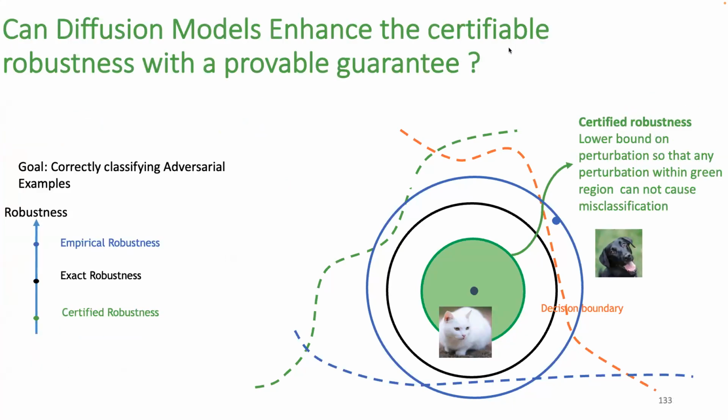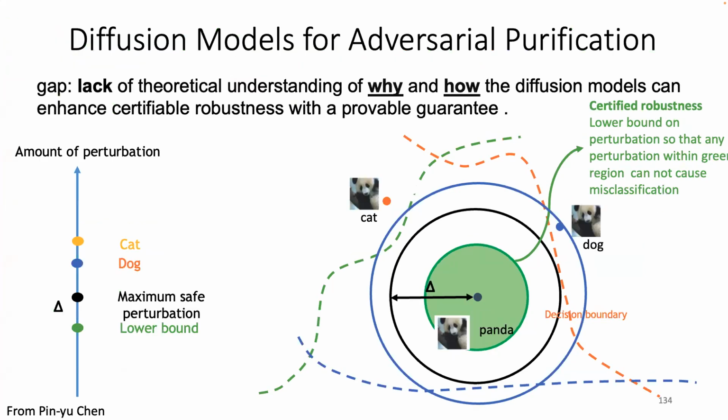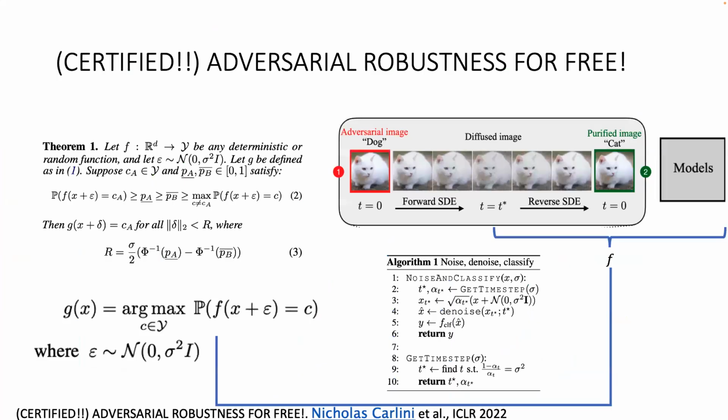So what is missing is we hope to see whether the diffusion model can enhance the certified robustness and give provable guarantees. The answer is yes, and some researchers from Google show that we can indeed naturally combine randomized smoothing with the adversarial diffusion model together.